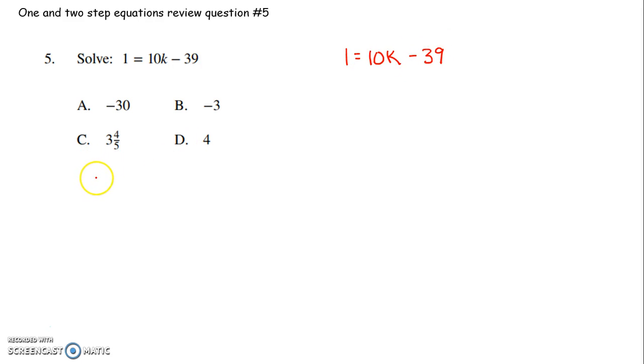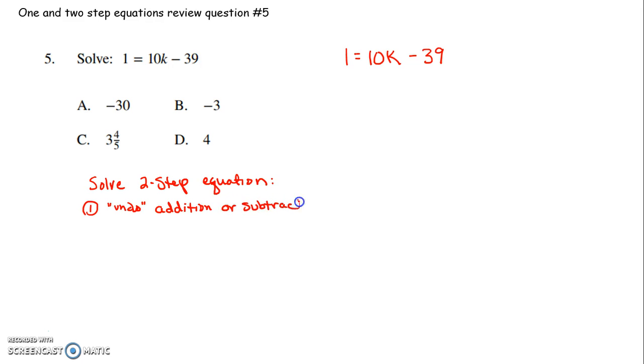To solve a two-step equation, we have to use opposite our order of operations. So we're going backwards now. We have to undo any addition or subtraction to move all constants to one side of the equal sign. So you're going to undo addition or subtraction to move all constants to one side of the equal sign.